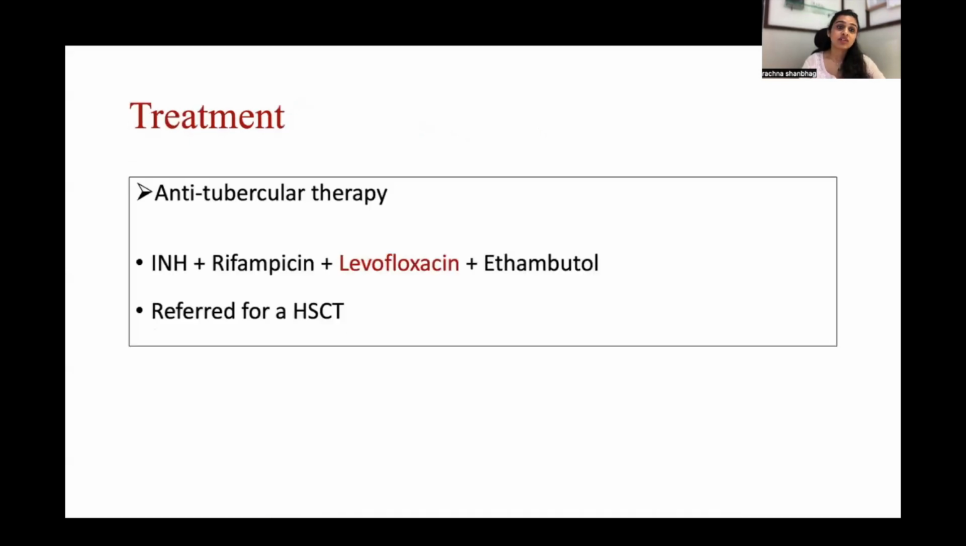This child was further treated with ATT with the help of INH, rifampicin, levofloxacin, and ethambutol, and was further referred for a bone marrow transplant.